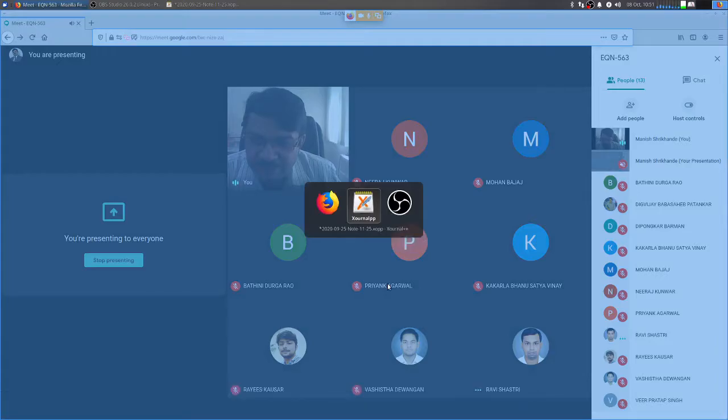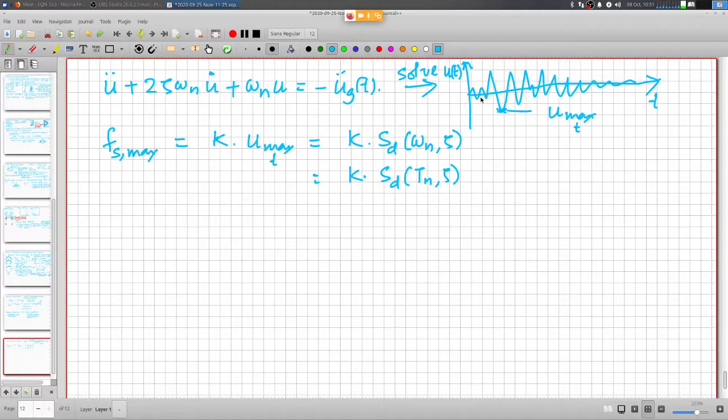I'm not sure I got your question correctly, but see, this is the way you go about it. You have one excitation, one accelerogram, let us say it is UG double dot, okay? So this is what you have been given. Now you need to solve this differential equation. The right hand side is the same, UG double dot is the same. You need to keep on changing this omega n.